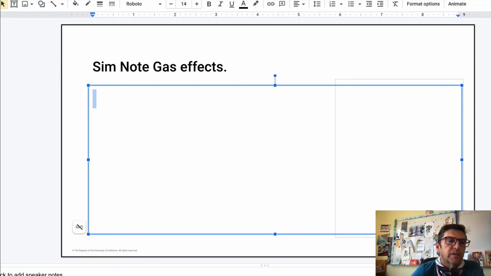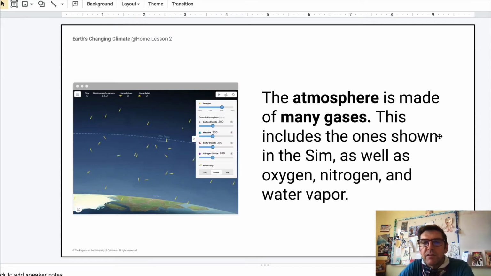All right, now let's come on down into here. The atmosphere is made of many gases. This includes the ones shown in the sim, as well as oxygen, nitrogen, and water vapor. So we're going to focus on these gases.